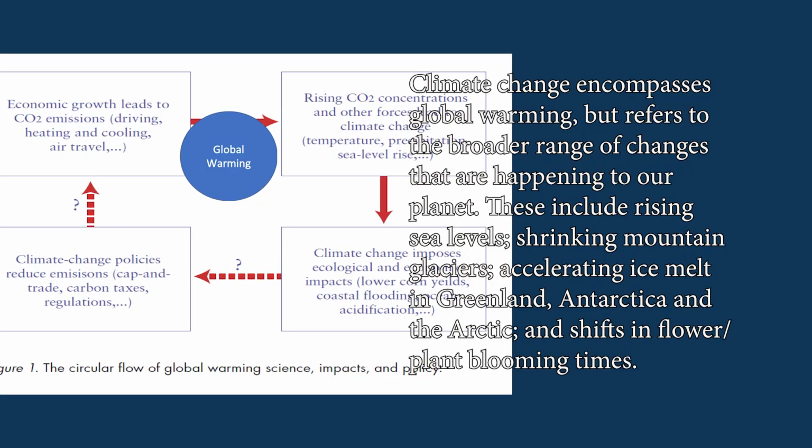Now what is climate change? Global warming is a part of climate change. Climate change is a much bigger concept. It actually encompasses the phenomenon of global warming, but it refers to the broader range of changes that are happening to our planet. For instance, we have already witnessed that sea level is rising, mountain glaciers are shrinking, and ice melt is accelerating in various parts of the world. All these events together are known as climate change, and the rising temperature of the planet is known as global warming. So global warming can be thought of as a subset of climate change.